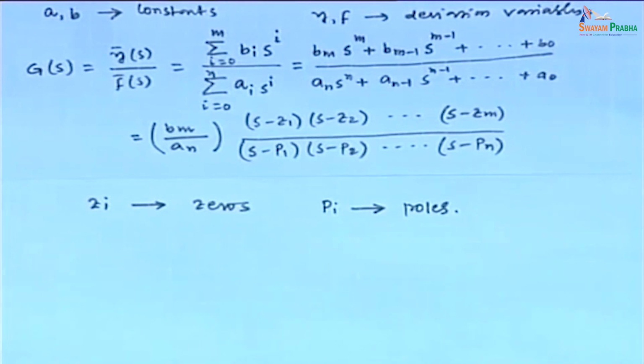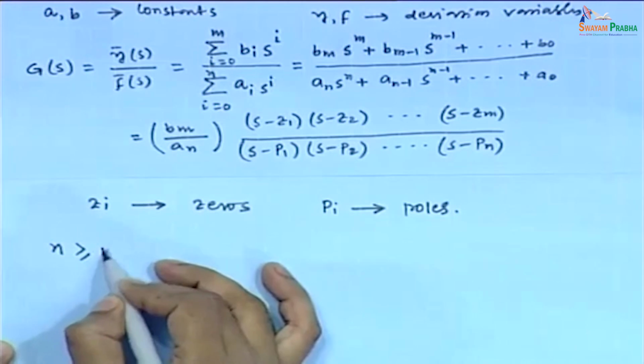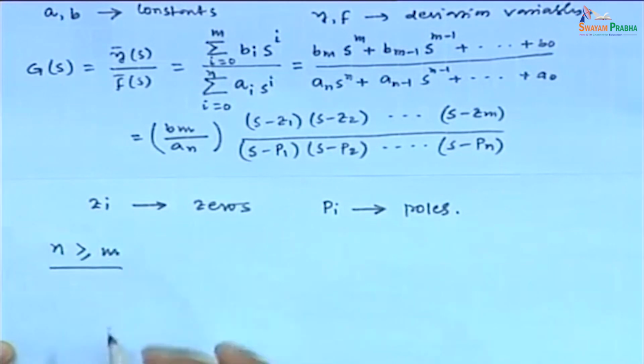Now, what about the order n and m? I mean, n could be greater than m, equal to m, or less than m. For all physically meaningful systems, n should be greater than or equal to m.